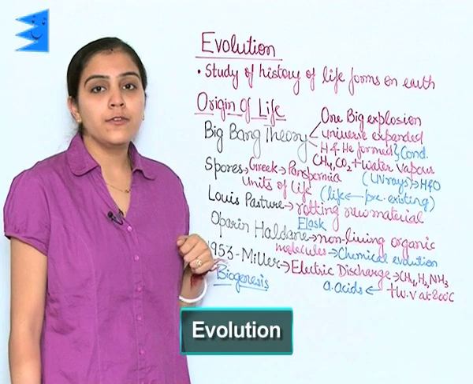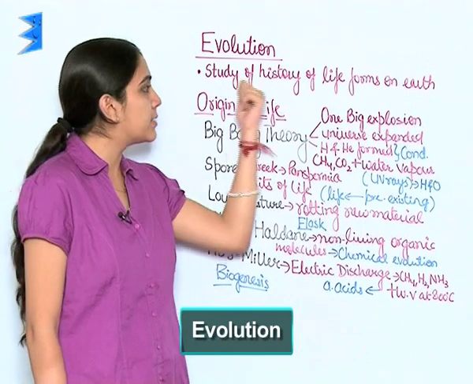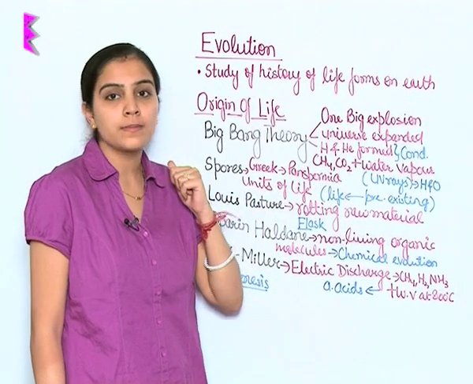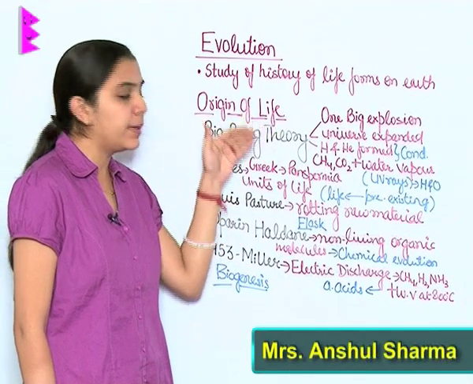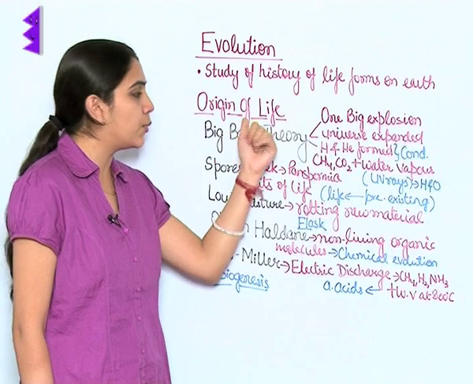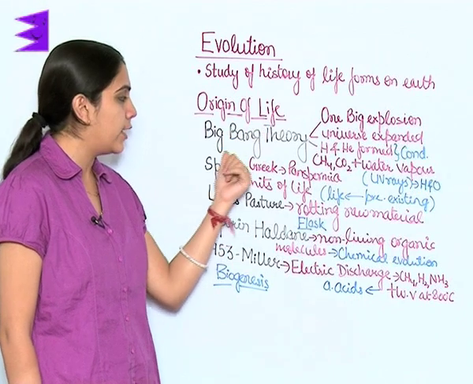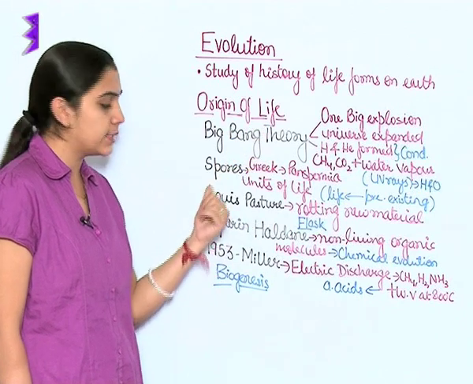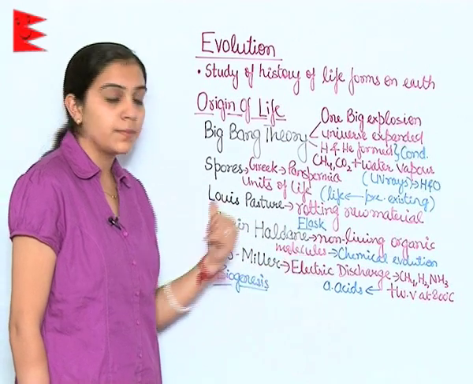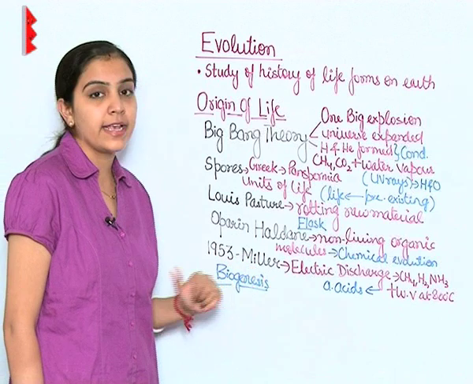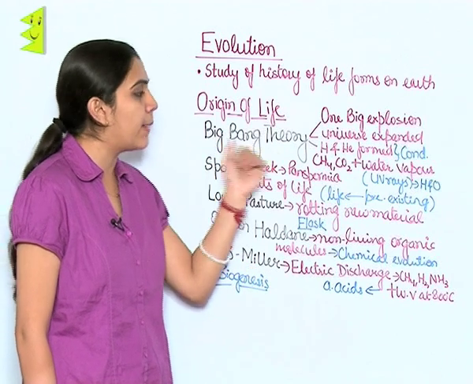Evolution. Evolutionary biology is nothing but the study of the history of life forms on Earth. Origin of life: there have been many theories postulated towards the origin of life. These are the Big Bang theory, spores, Louis Pasteur's theory, the Oparin and Haldane hypothesis, and Miller's experiment. Let us begin with the Big Bang theory.